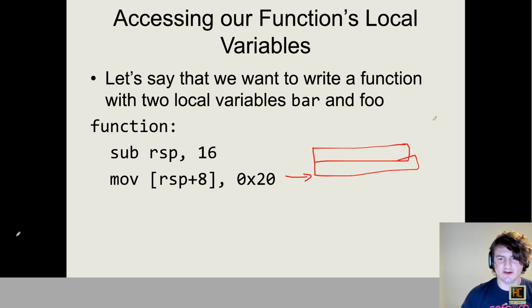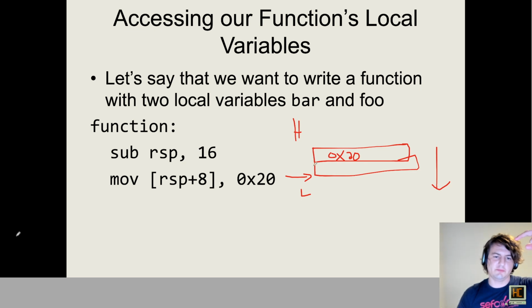Which cell in my diagram? So the stack's growing down, so this is high memory regions and this is low. So it should be 0x20, right? If we said, okay, subtract by 16, it's pointing at the start here. So plus 8 from that should put it pointing here. So it will be this cell here.